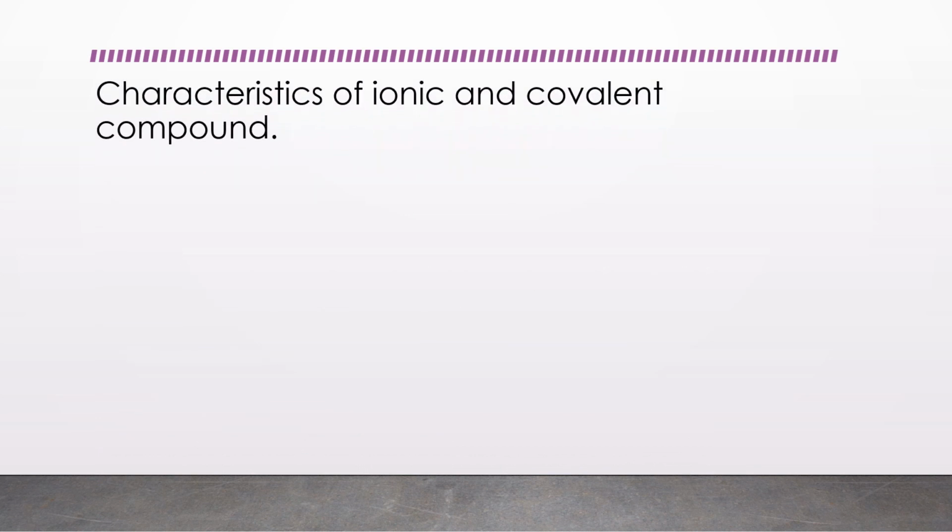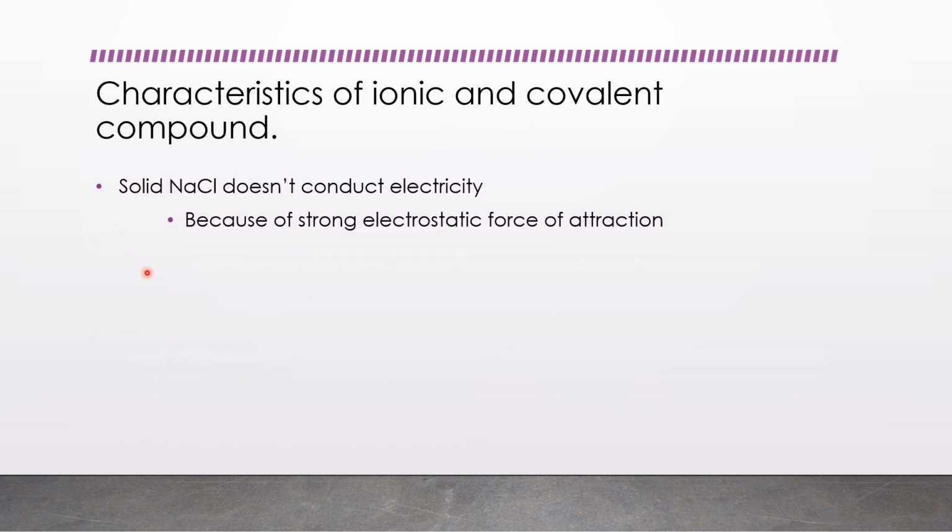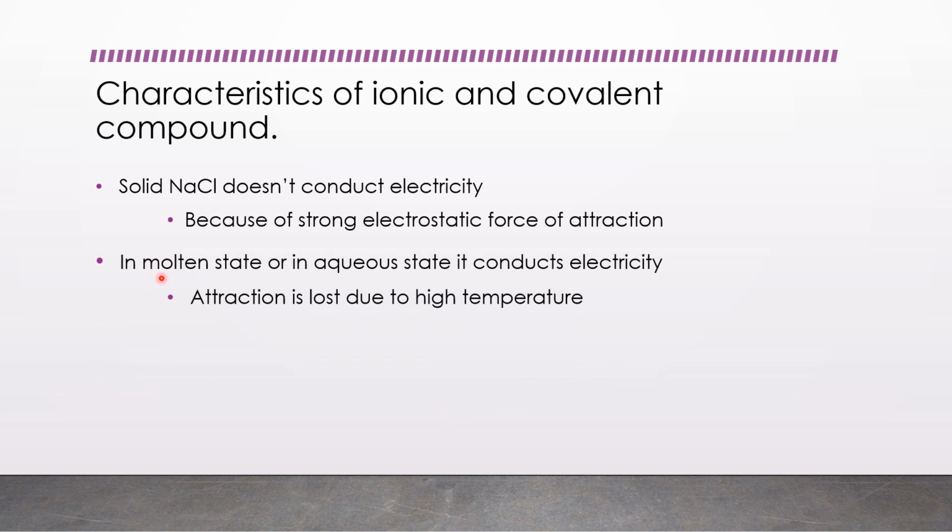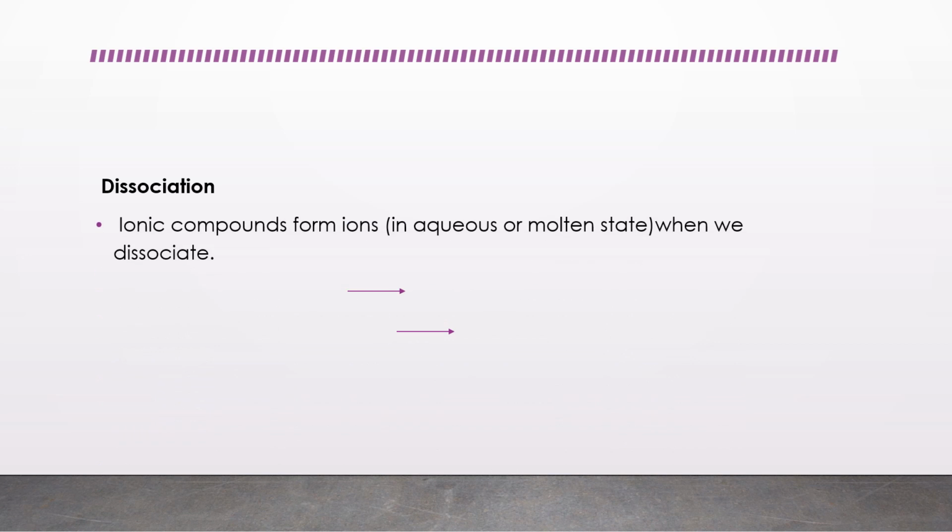And then the characteristics of ionic and covalent compounds. As we all know, solid NaCl, that is salt, the normal salt we use, does not conduct electricity because of the strong electrostatic force of attraction. When we dissolve the salt in water, or in the molten state, it conducts electricity. The attraction is lost due to high temperature. Dissociation means we dissolve the ionic compound, it forms ions, and they dissociate in water.